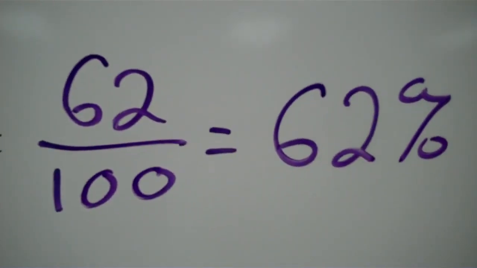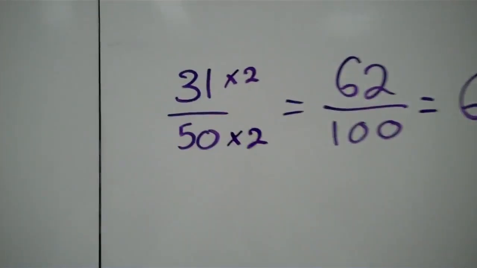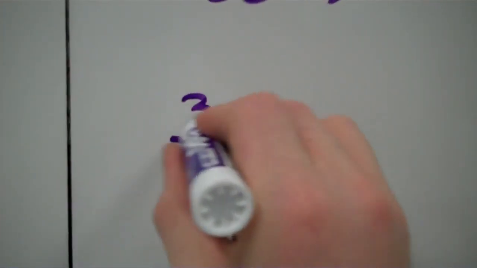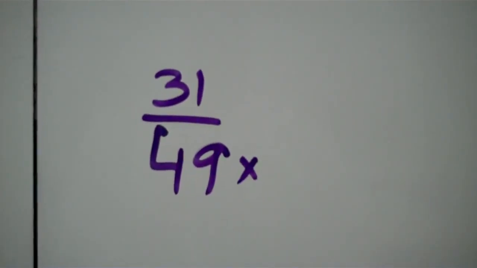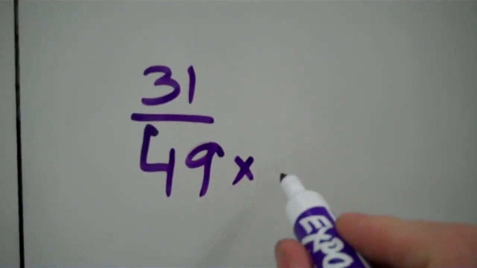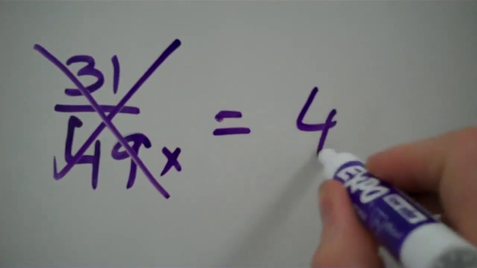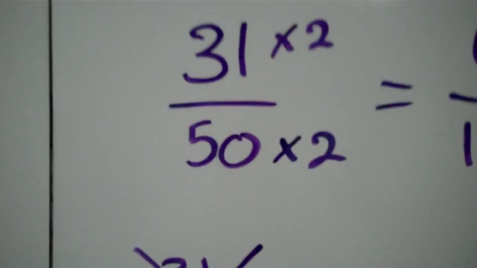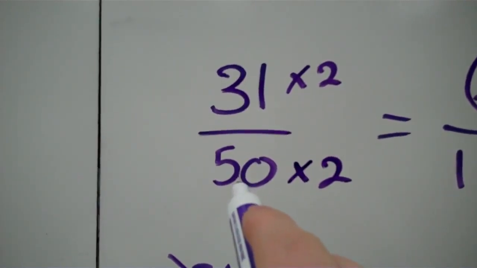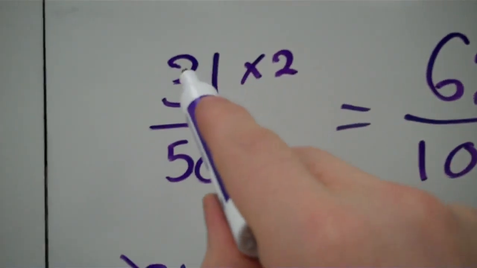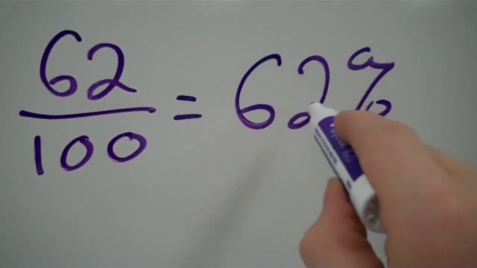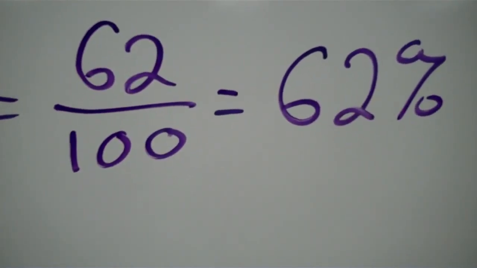Just that easy. That doesn't work all the time. If I had something like 49 down here, well, there's nothing I can multiply 49 by that gives me 100. So this would not work. To solve that problem, we'd still have to say, well, 49 goes into 31, and we'd work it all out. But if it's something nice and simple like 50, I can multiply by 2 to get 100. So 31 I can multiply by 2 to get to 62. 62%. Good luck tonight.